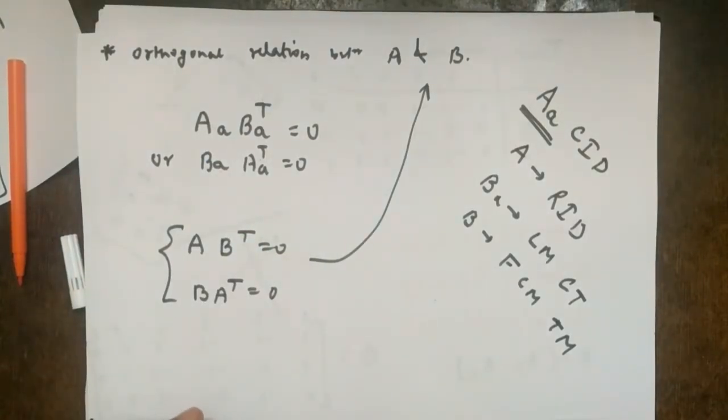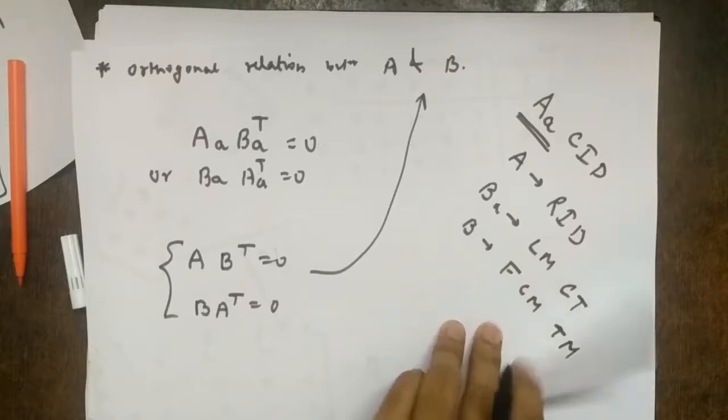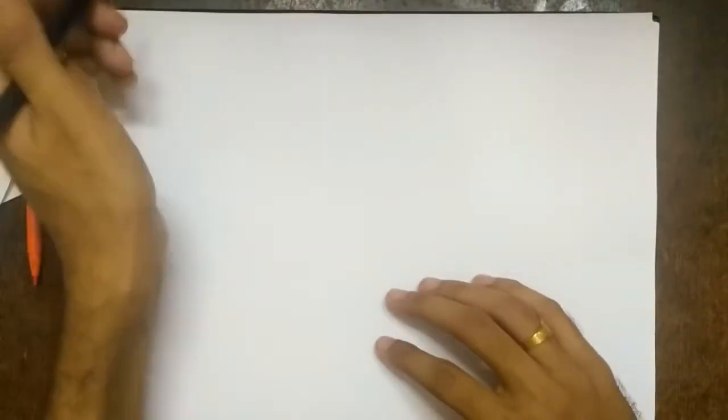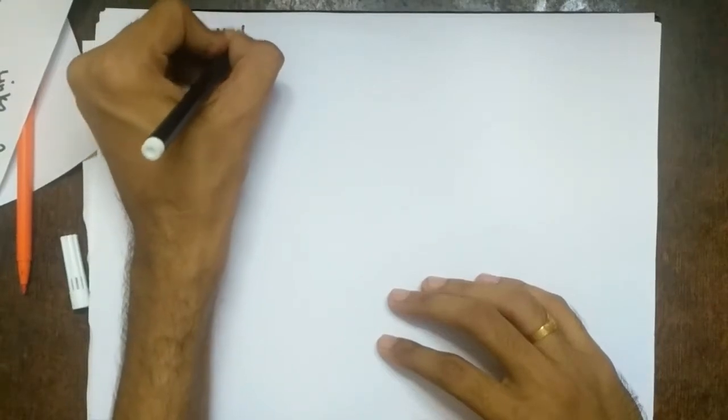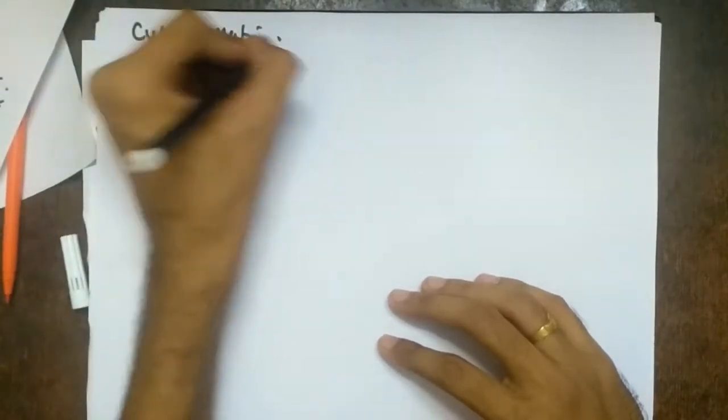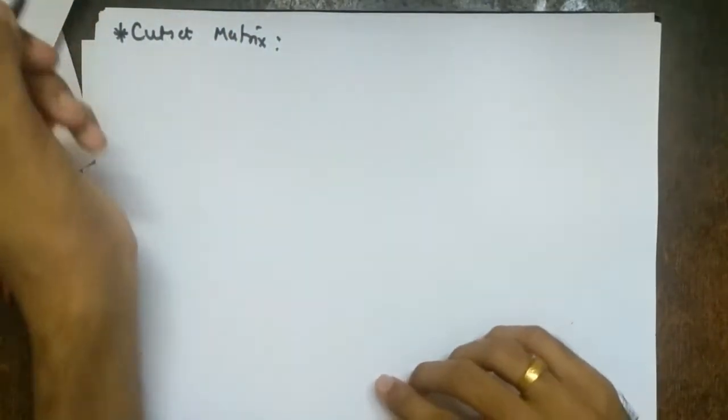Okay, right? So let's see the last matrix. It is called the cut set matrix. So let's see how to construct this.